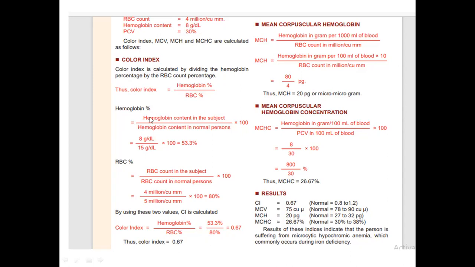Let's calculate the hemoglobin percent first, because to get color index, you must first get hemoglobin percent and then red blood cell percent. Now, hemoglobin percent, how do you get it? It is hemoglobin content in the patient divided by the hemoglobin content in a normal person, multiplied by 100. So we assume that our patient has 8 grams per DL of hemoglobin. But in a normal person, the hemoglobin should be 15 grams per DL. Then multiply that by 100, we'll get 53.3%. So our hemoglobin percent is 53.3%.